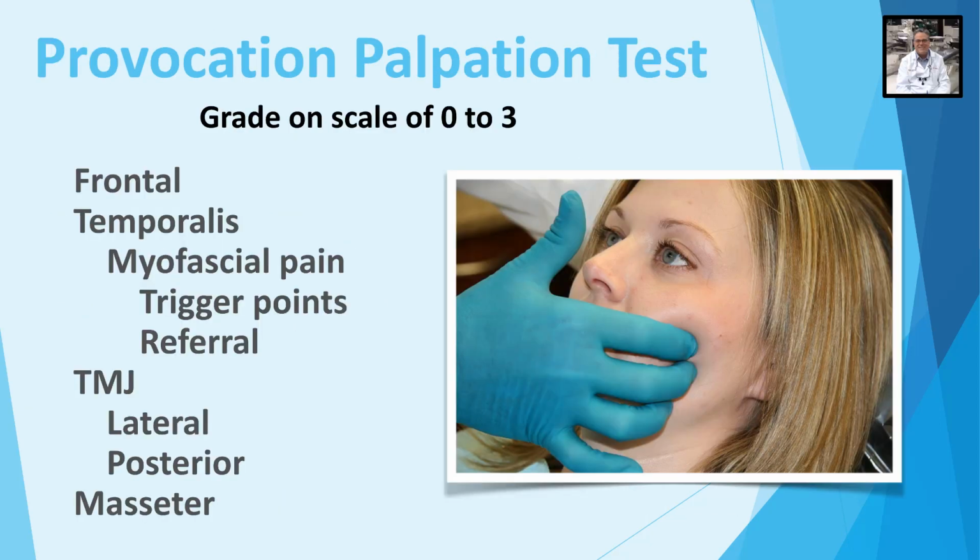Then we're going to palpate muscles. After we look at teeth, we want to now look at muscles. And we're going to grade them on a scale of, let's say, 0 to 3. And I like to start myself in the frontal area because there is no muscle of mastication there. And I'm pushing pretty firm.